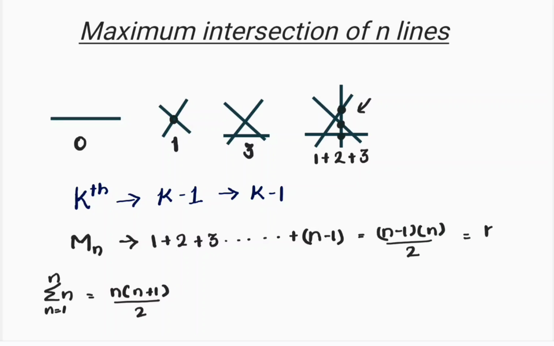This is also represented as nC2. Why? Because from n lines, if you take any two lines, they will have one intersection point. Use this to calculate for 12 lines, that is 66.